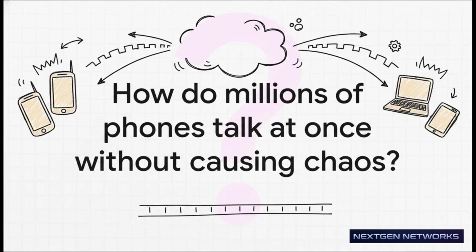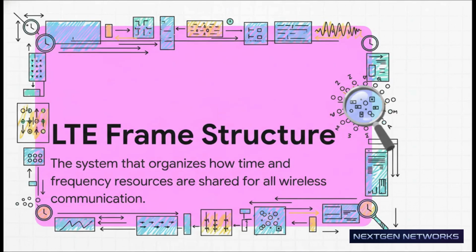I mean, have you ever stopped to think about it? It's kind of wild. Every single time you stream a video or just send a quick text, you're competing for airtime with literally thousands of other devices all around you. So how on earth does your phone know exactly when it's supposed to talk and, just as importantly, when it's supposed to listen? Well, the answer is this really elegant system, the LTE frame structure.